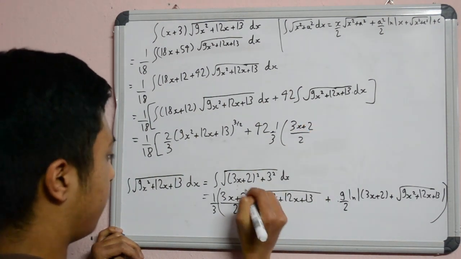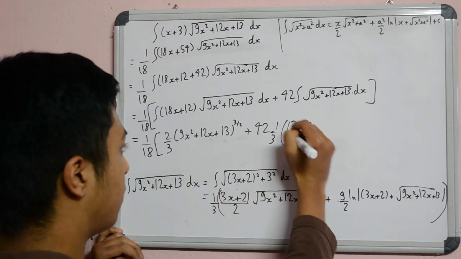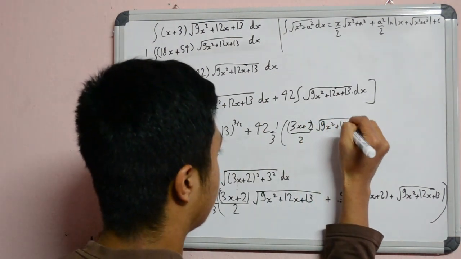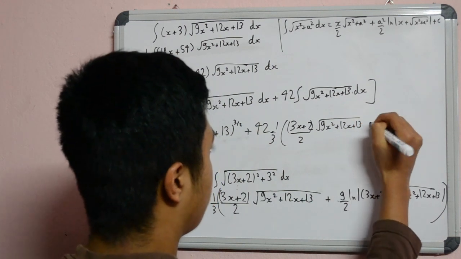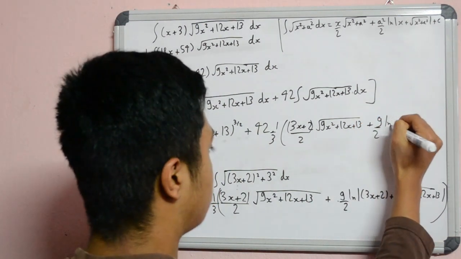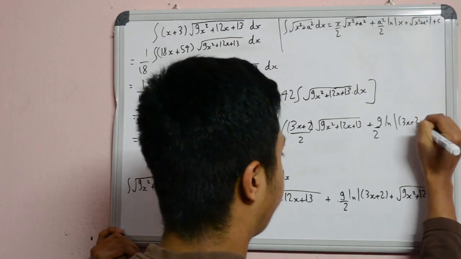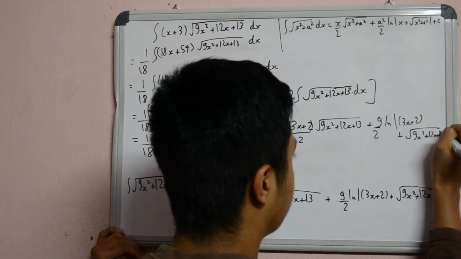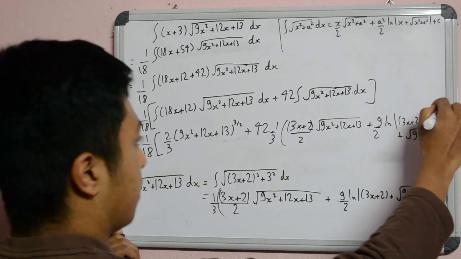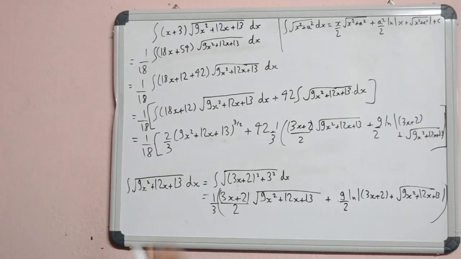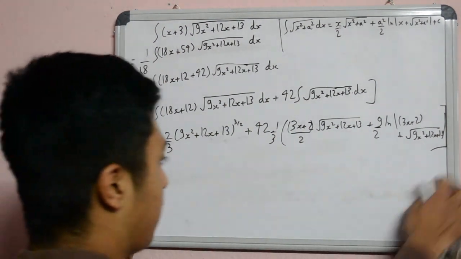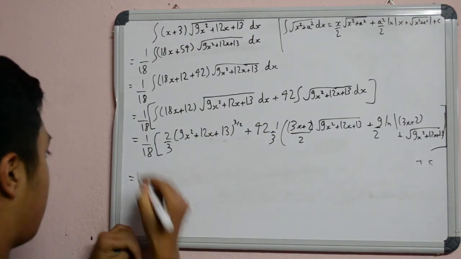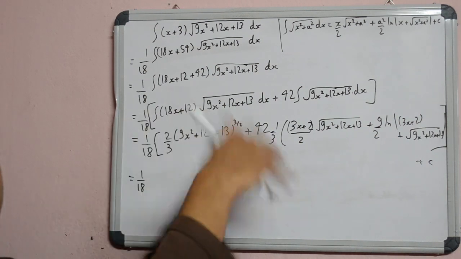by 2. In fact there should have been a bracket over here, root, this is a long one, 9x squared plus 12x plus 13 plus 9 by 2 log natural 3x plus 2 plus root 9x squared plus 12x plus 13, and then the large bracket, and of course the plus c. And first I'll just keep the 1 by 18 outside and deal with the inside part.